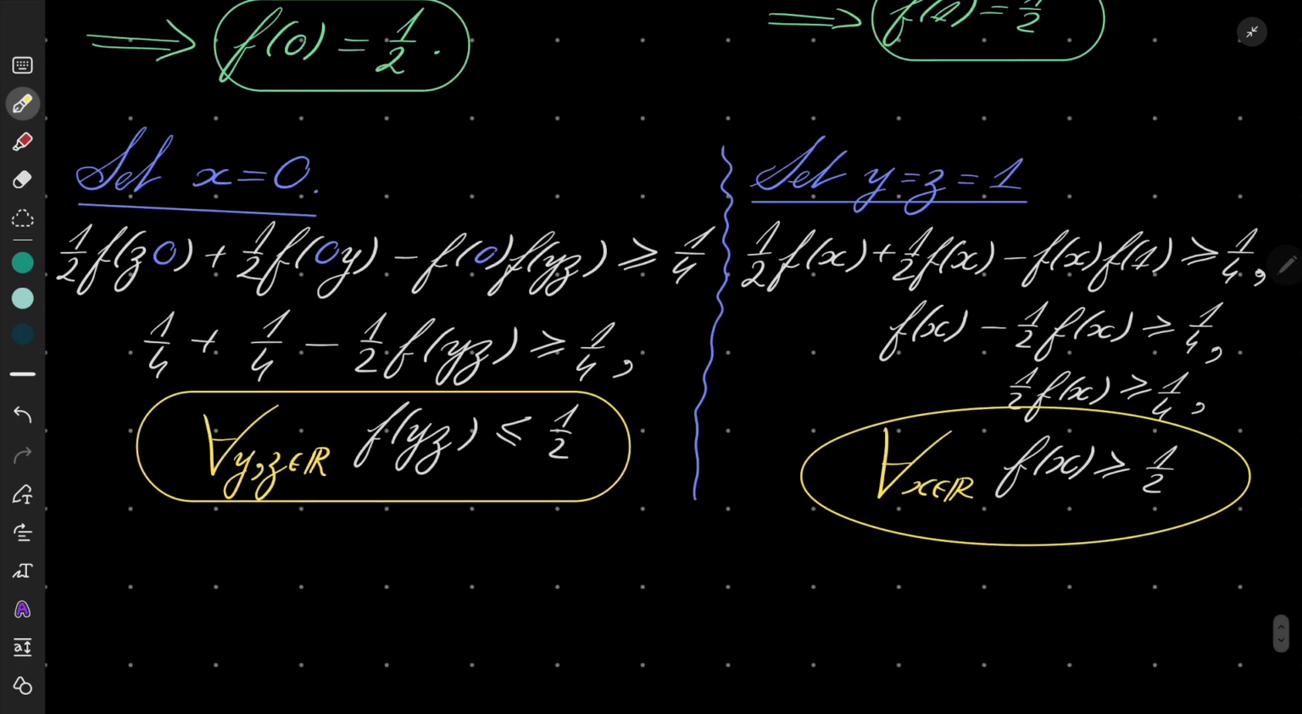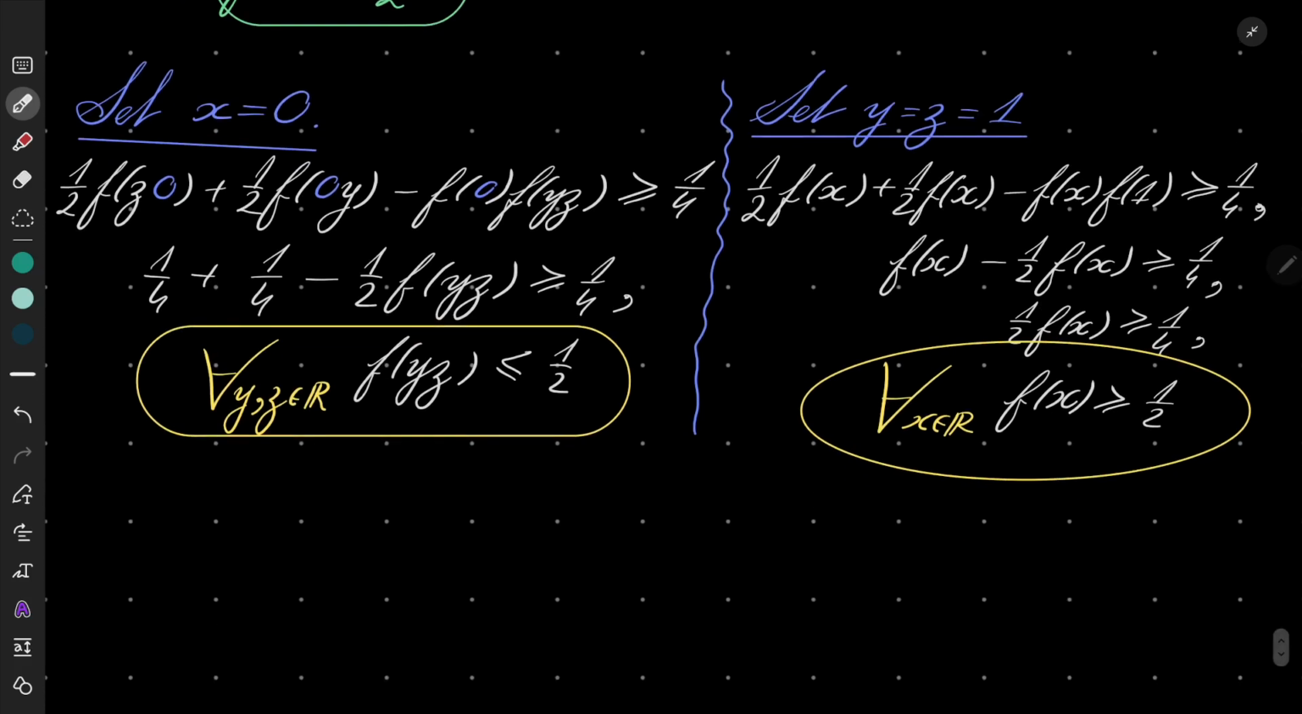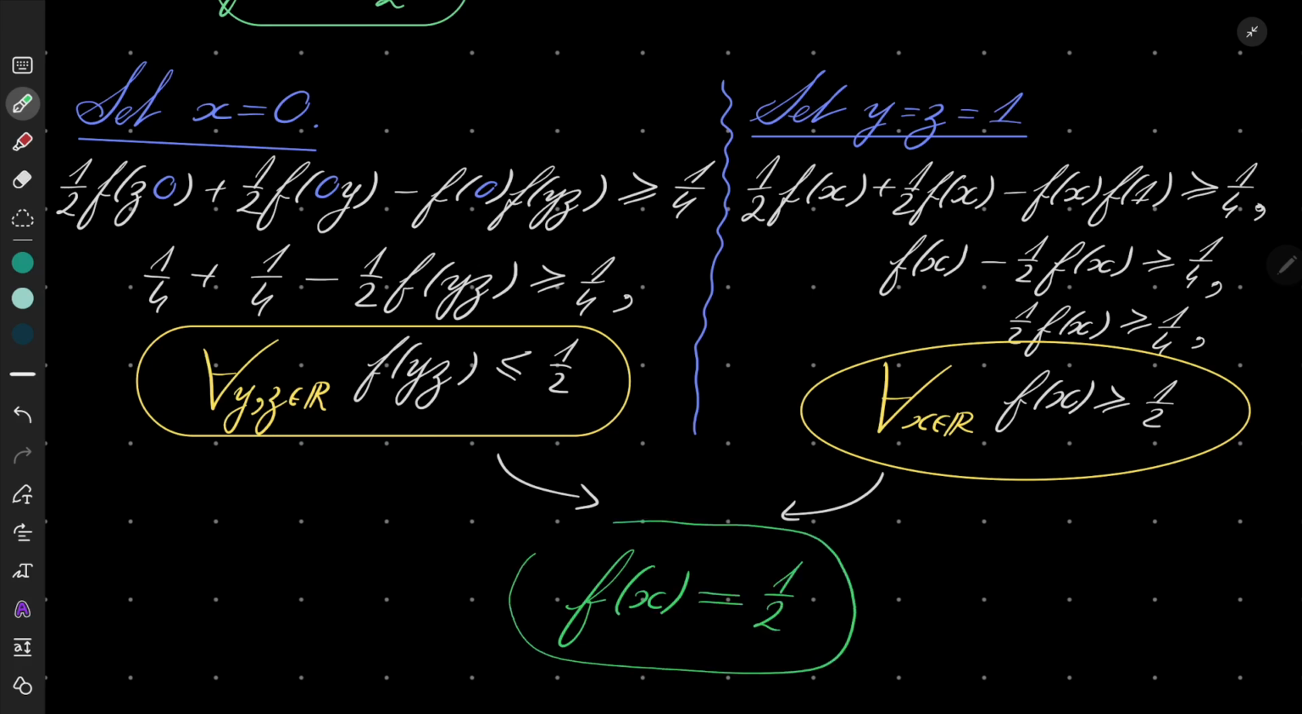Very well, but now let's look at it. Our function should be always less than or equal to 1/2 and always greater than or equal to 1/2. And that can mean only one thing. From this and this, we have only one possibility, namely f(x) must be constantly equal to 1/2 for every real number x. Okay, so it's the only possible solution.